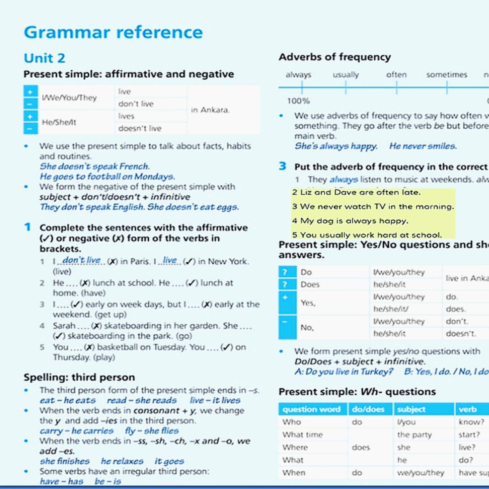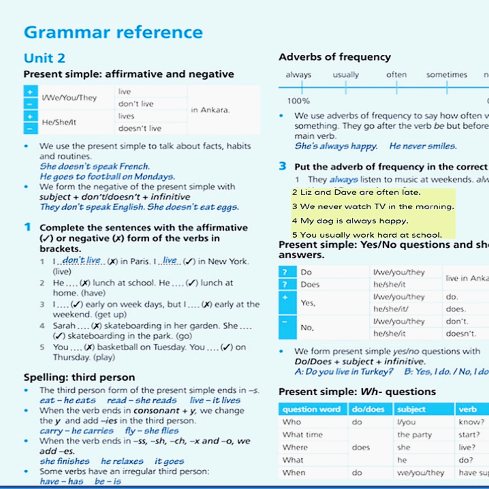Now for the affirmative, answering the question, yes, I do. Yes, we, you, they do. Yes, he, she, it does. Now for the negative form. No, I, we, you, they don't. No, he, she, it doesn't.